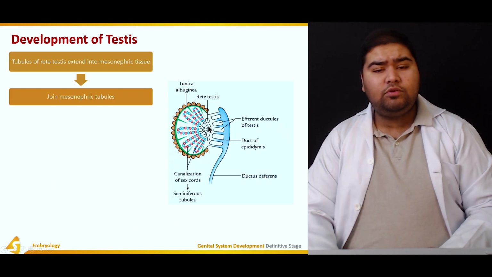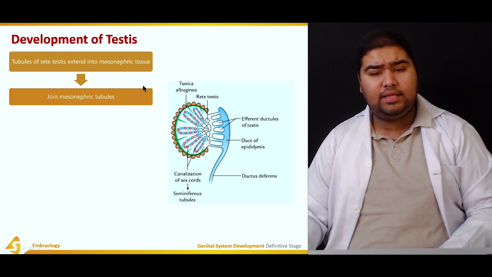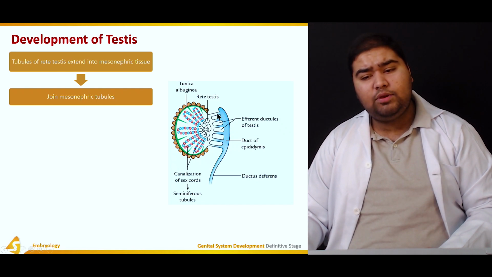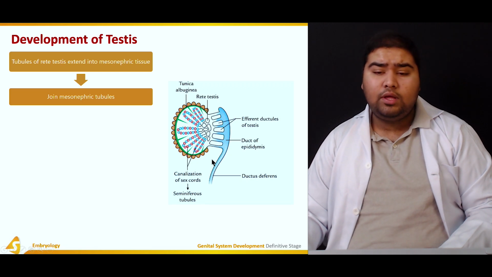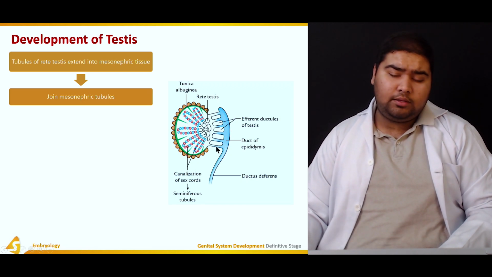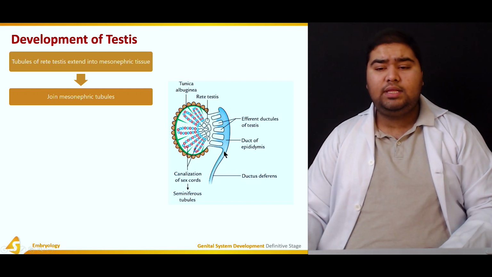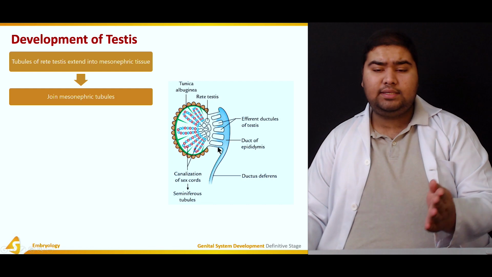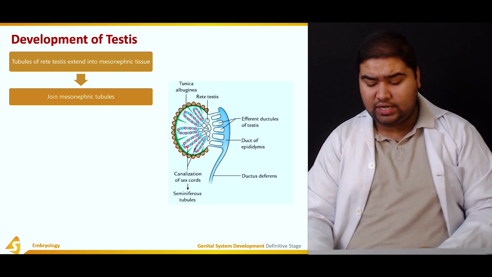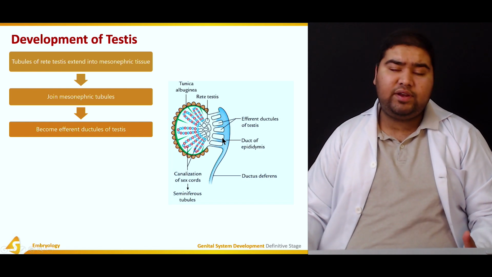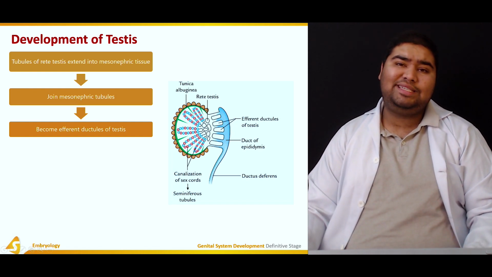Now the tubules of the rete testes extend into the mesonephric tissue. Here you can see these tubules are extending into the mesonephric tissue. They now join the mesonephric tubules. These are the mesonephric tubules, being joined by the tubules of the rete testes. They become the efferent ductules of the testes.